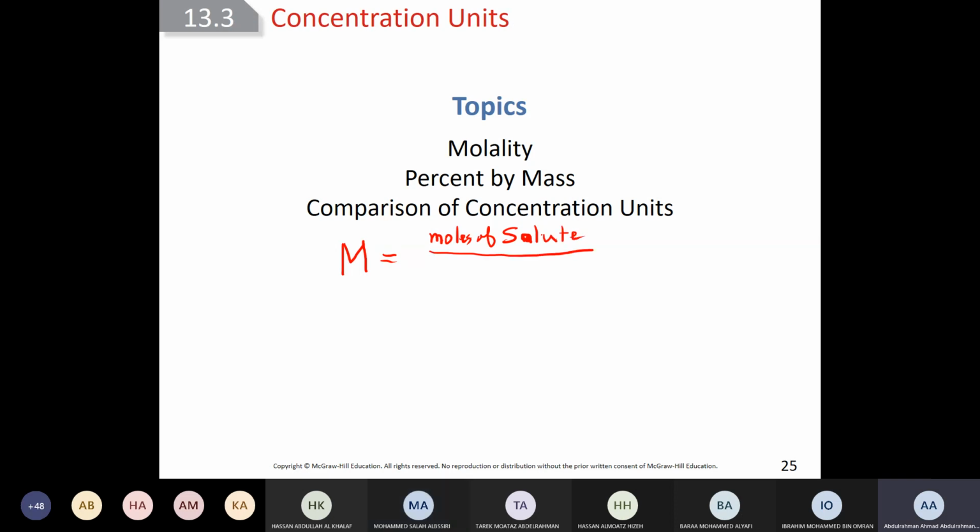Over volume of solution. Good. What's this?